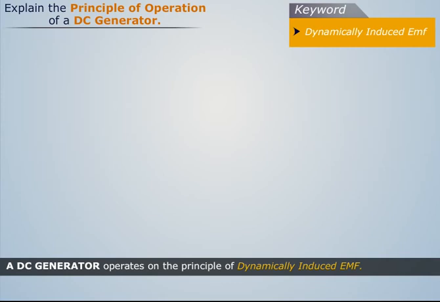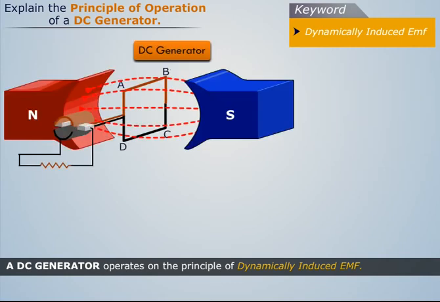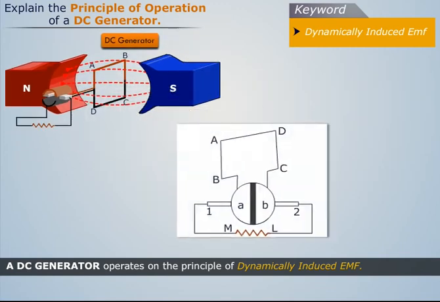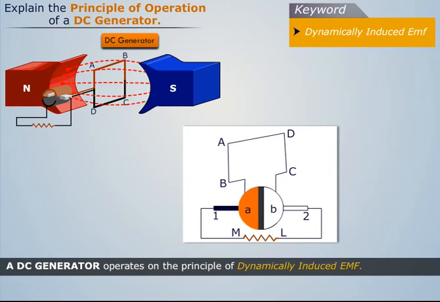Let's assume that current is flowing along ABCD. We see that brush 1 is in contact with segment A, which acts as the positive end of supply. And brush 2 is in contact with segment B, which acts as the negative end of supply. Therefore, the direction of current in the load resistance is from M to L.